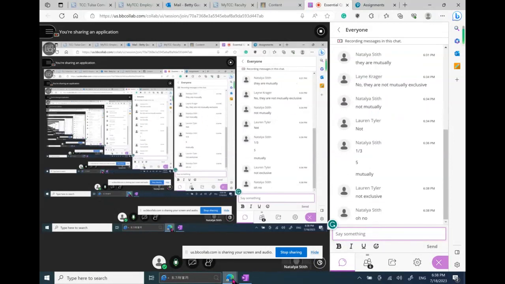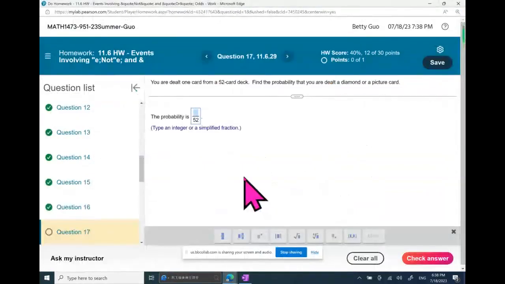Exactly. Because we are able to get a card, and the card is a picture card and diamond at the same time, right? So they are not mutually exclusive. So we know in the numerator, we're going to have 3 things. First thing, among the 52 outcomes, how many of them favor diamond?